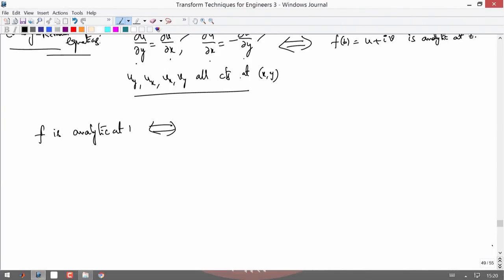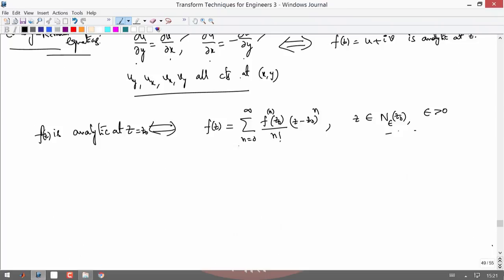Another characterization is: f is analytic at z naught if and only if f of z has a Taylor series, the sum for n from 0 to infinity of the n-th derivative of f at z naught divided by n factorial into z minus z naught power n. If you have such a series representation for some neighborhood of z naught, then you say that f is also analytic. So this is another characterization.